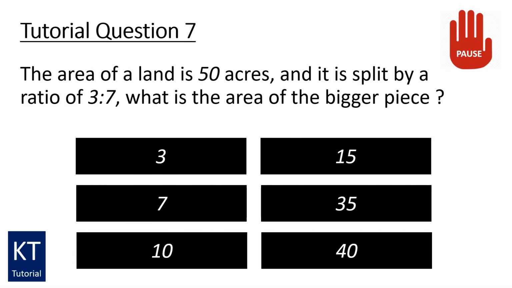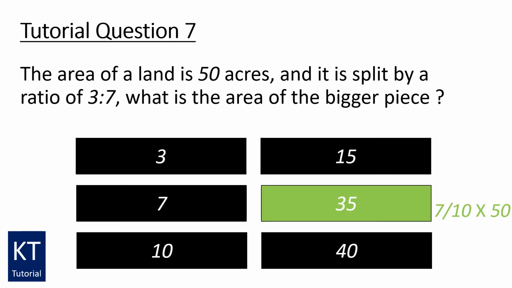Tutorial question 7. Do press the pause button now as required. The area of land is 50 acres and it is split by a ratio of 3 to 7. What is the area of the bigger piece? The key word to this question is the bigger piece, making 7 being how many parts against a total of 3 plus 7, which is 10. By doing the maths, you should arrive at the number 35 acres.